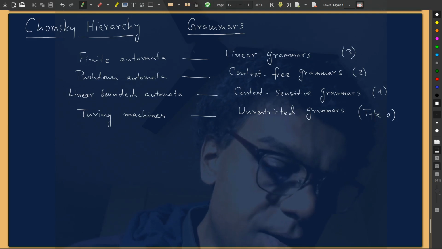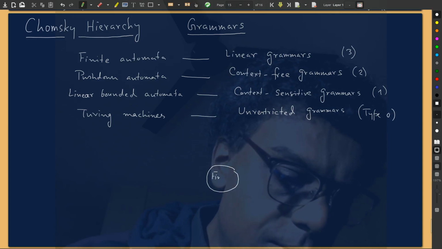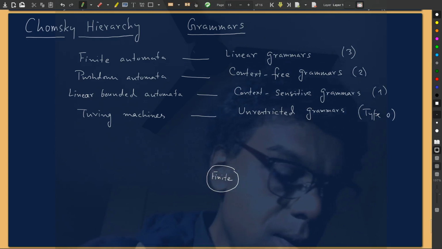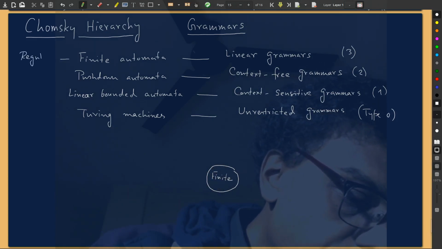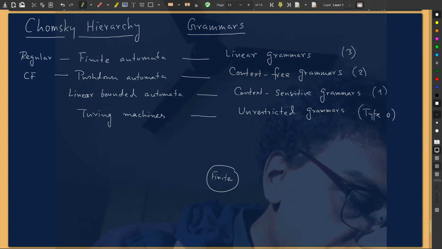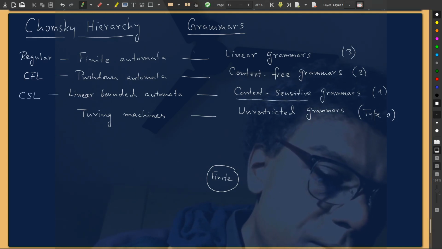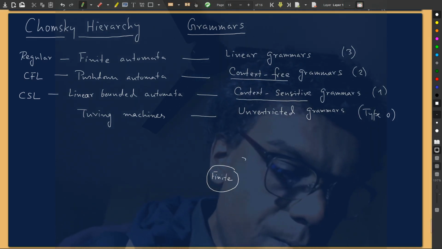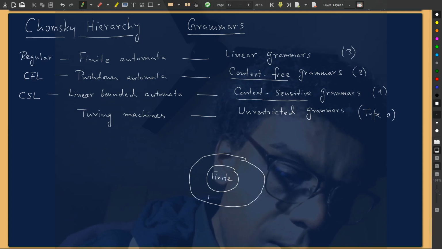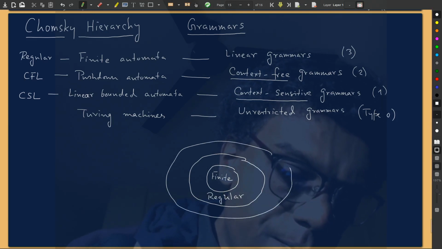I end this lecture by drawing a picture. First of all, we have this set of finite languages. These languages are called regular languages. These are called context-free languages, CF standing for context-free. These are called context-sensitive languages. Then we have regular languages, which also consist of all finite languages. Then we have a bigger class called context-free languages.